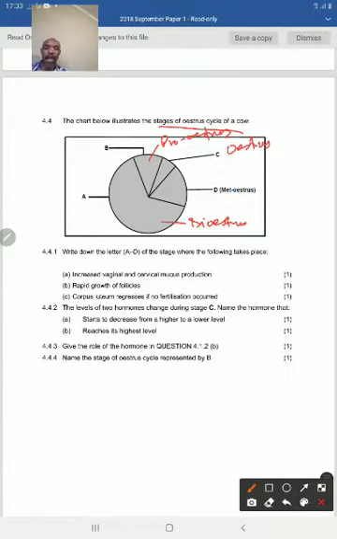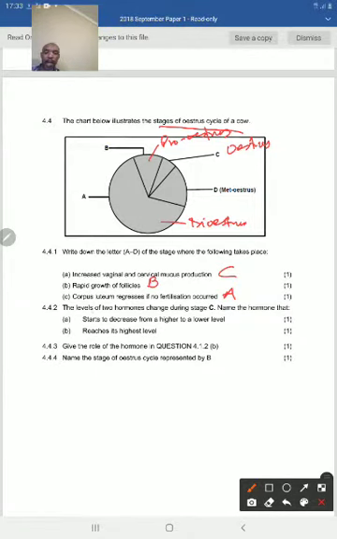Increased vaginal and cervical mucus production, it means it will happen in C. And then the rapid growth of follicles will happen in B. The corpus luteum regresses if fertilization does not happen. This one definitely will be A.